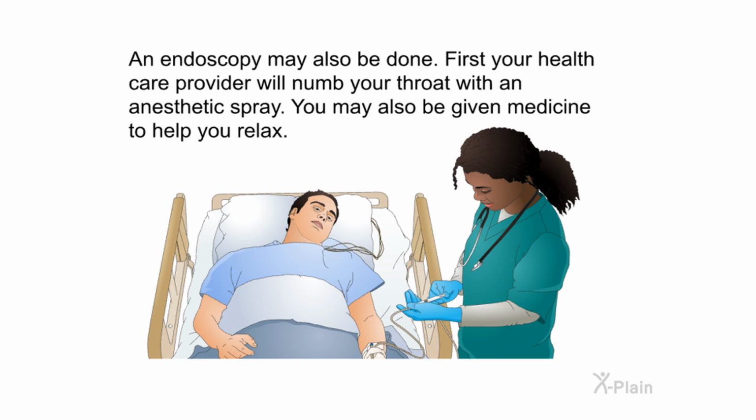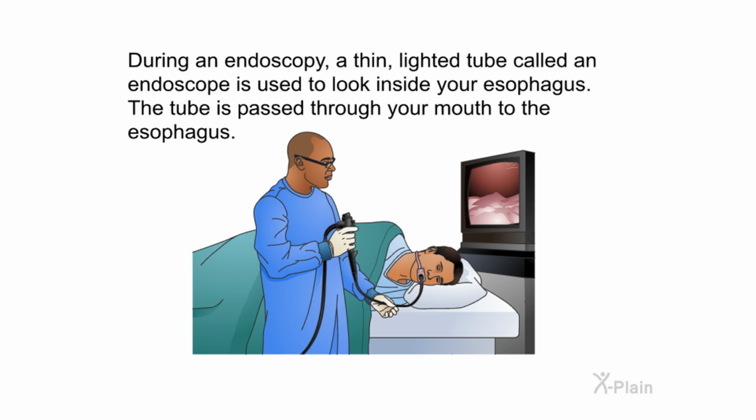An endoscopy may also be done. First, your healthcare provider will numb your throat with an anesthetic spray. You may also be given medicine to help you relax. During an endoscopy, a thin, lighted tube called an endoscope is used to look inside your esophagus. The tube is passed through your mouth to the esophagus.